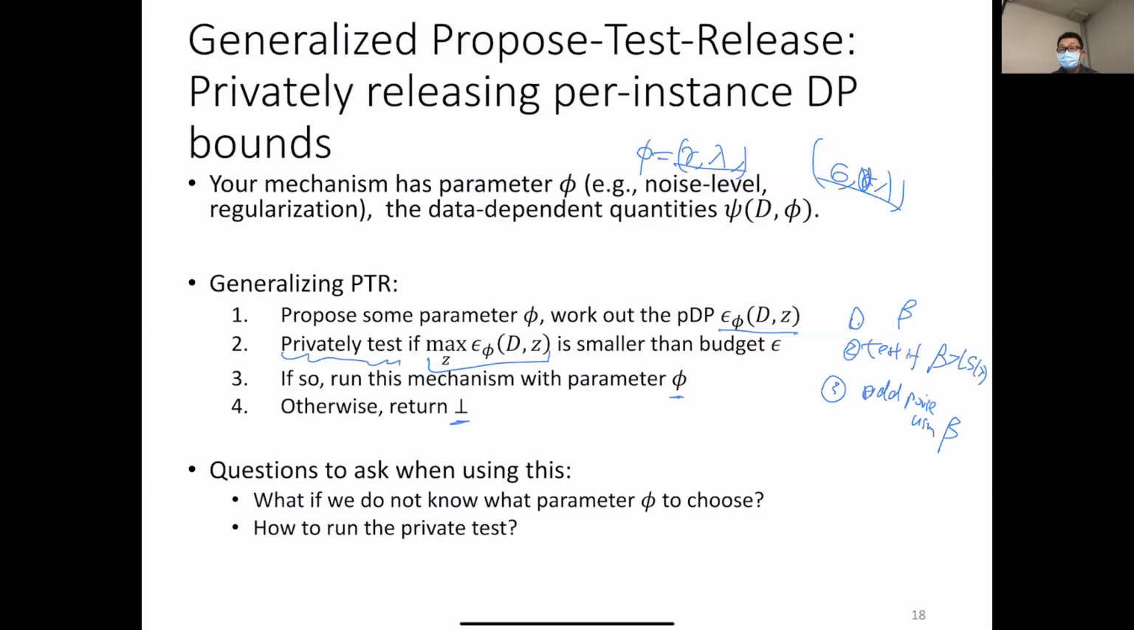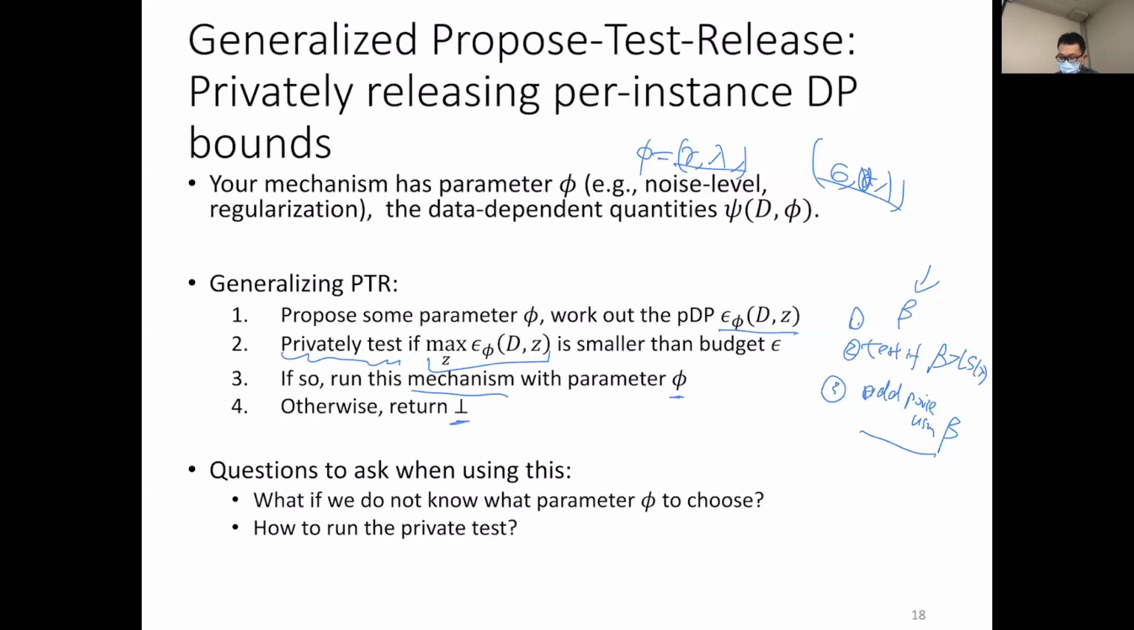So over here, this is similar, except that we generalize it a little bit. We can use any mechanism of interest that's parameterized by some parameter. And instead of proposing this upper bound of the local sensitivity, now we're just proposing some desired parameter of interest. Of course, the same issue about the proposed test release applies here.